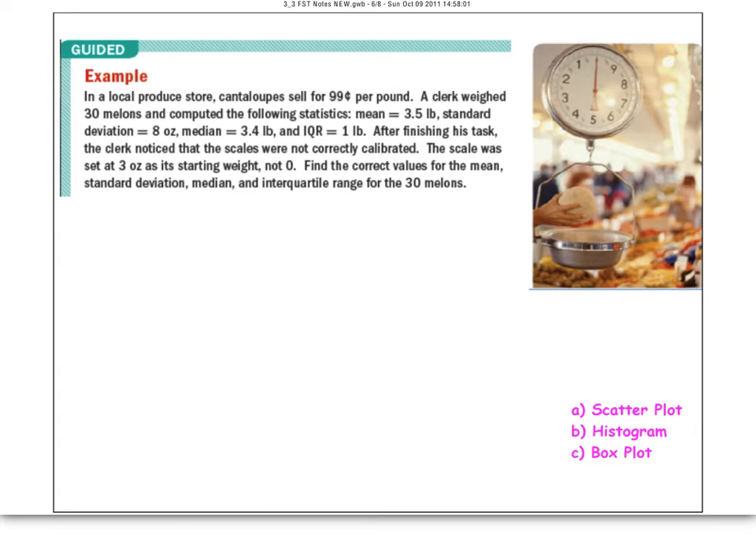Now, after finishing his task, he noticed the scales weren't calibrated correctly. The scale was set 3 ounces as a starting weight and not 0. They want us to find the correct values. So we need to come up with the translation rule. The scale was too high, so we need to reduce the value, so we're going to subtract 3 ounces. Now, you need to be very careful, because if we subtract 3 ounces, the standard deviation would be fine because it's in ounces, but these other 3 are in pounds. So we need to either convert ounces to pounds here or convert pounds to ounces here.